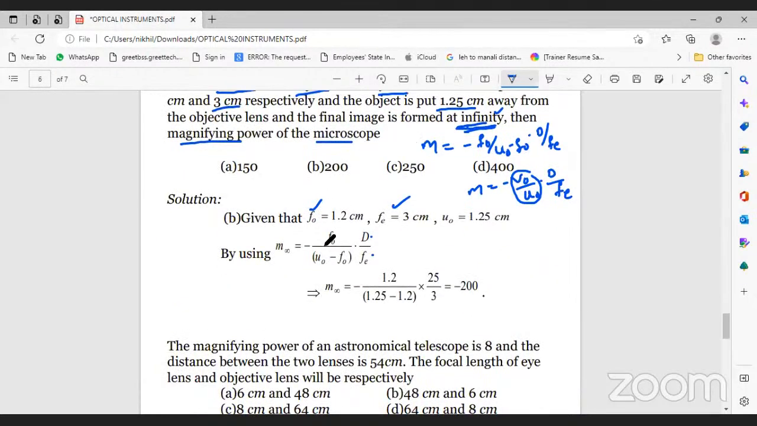That you can write by using the lens formula only. Actually, this is the standard formula.